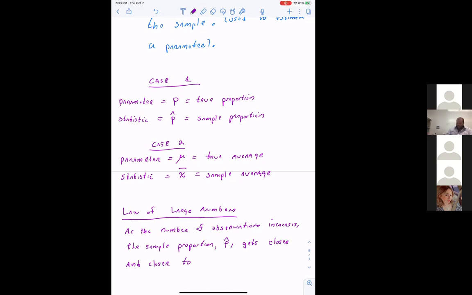To P, to the population proportion P. Now, let's think about what this means.